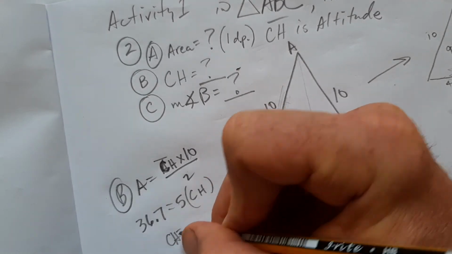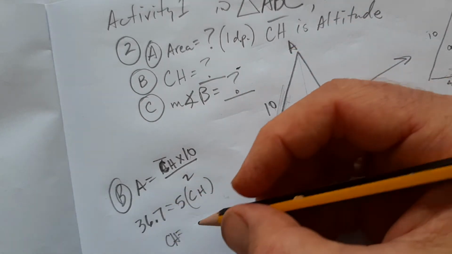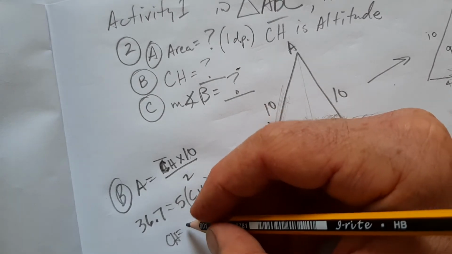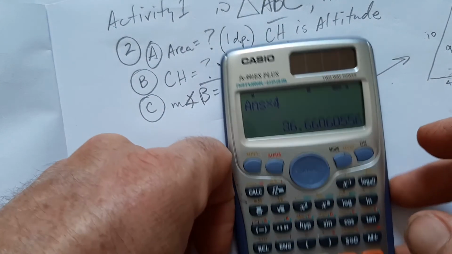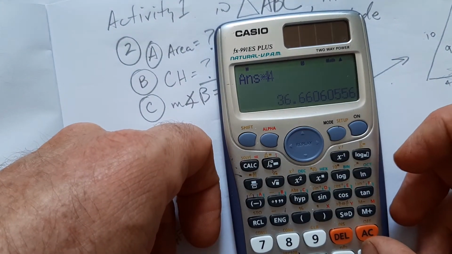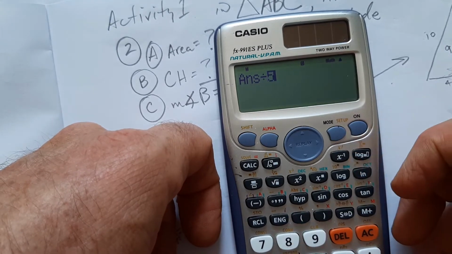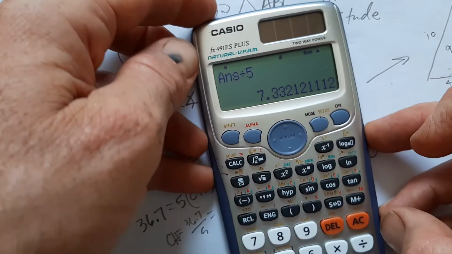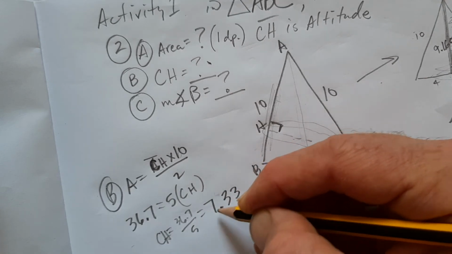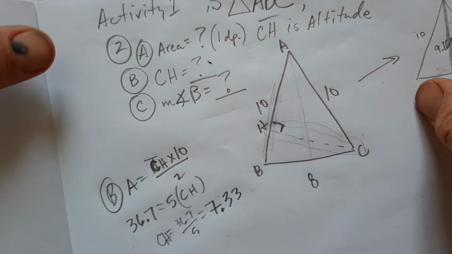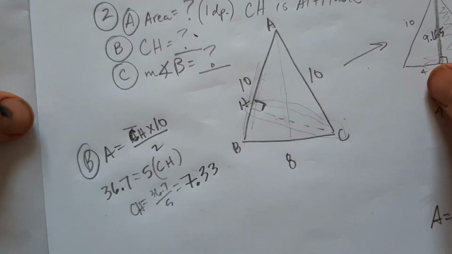CH equals 36.7 divided by 5. 7.33. So just try to look at these things as being little puzzles to work through. And it's good to set it aside and come back.